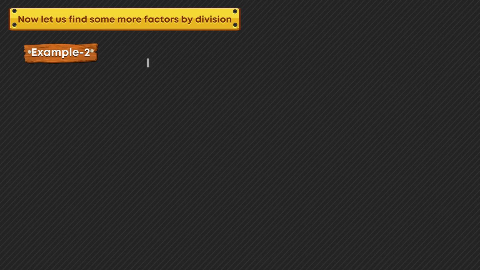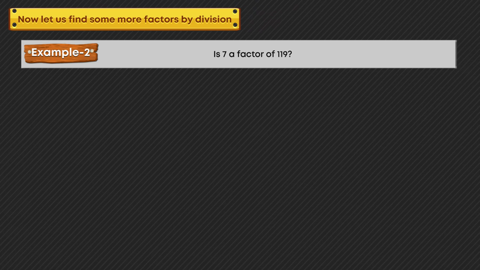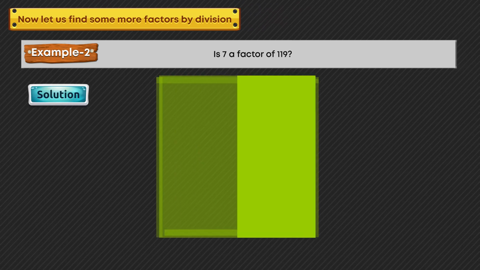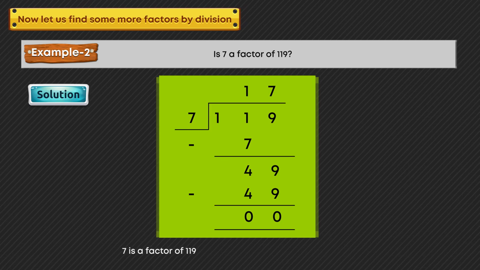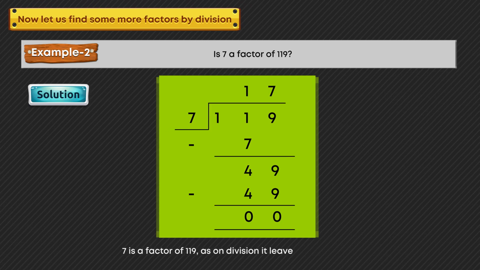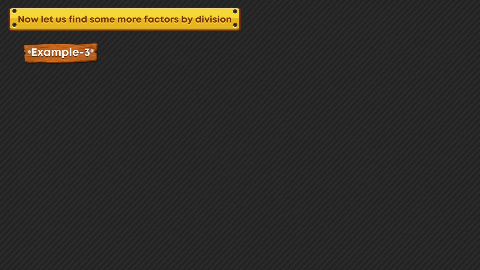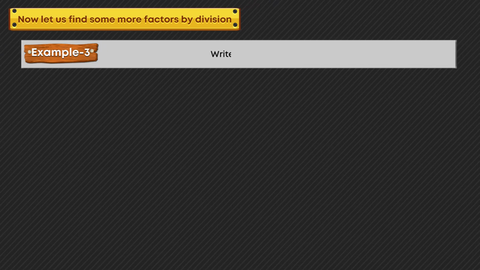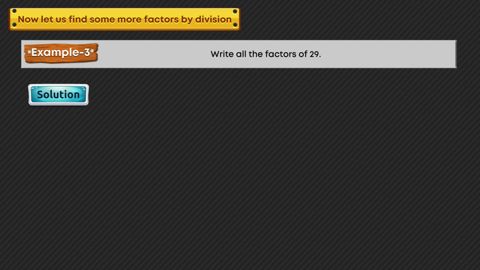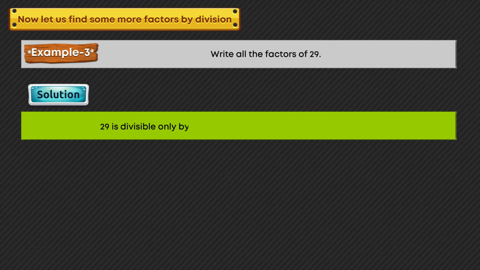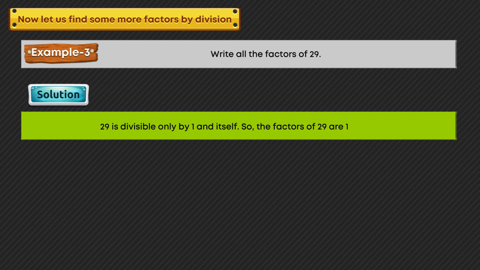Example 2. Is 7 a factor of 119? Solution. Here is the sum. 7 is a factor of 119, as on division, it leaves no remainder. Example 3. Write all the factors of 29. Solution. 29 is divisible only by 1 and itself. So, the factors of 29 are 1 and 29.